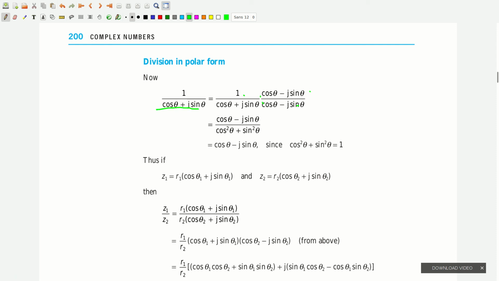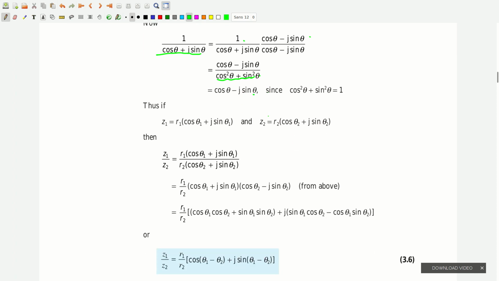In this case, the denominator is cos theta plus j sine theta, and the complex conjugate is cos theta minus j sine theta. So when we compute that, we should be able to get this, and then we know this identity here is 1, so that is it. Thus if we have Z1 and Z2, then Z1 divided by Z2 is R1 divided by R2, then you do that, and this and that.